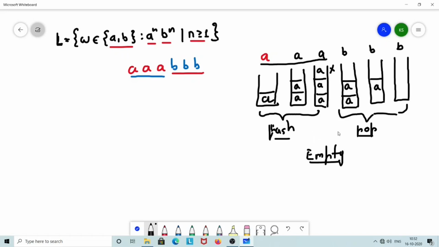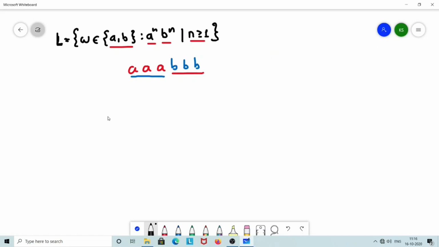And if I have more B's, then the stack will underflow, right? I'm trying to pop an element which is not present in the stack. So this will result in rejecting the string, right? Only if I have an equal number of A's and B's will the stack be empty. Okay, so considering this approach, let us solve the problem.